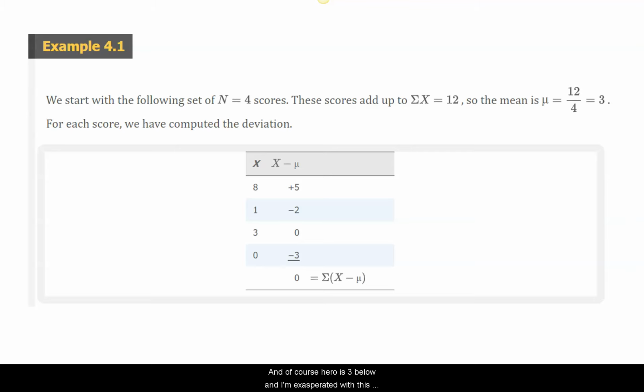I'm exasperated with this because I do so wish that they would be consistent about listing the numbers in descending order instead of the nearly random order that they have them here. But nonetheless, you'll see that every score can be assigned a deviation.